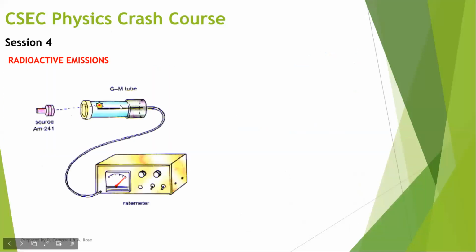This is how the apparatus could be set up to measure the range of the different types of radiation. You have the Geiger-Müller tube here, which is connected to the rate meter, and you have a source of radiation. So this can be moved to different distances, and the rate meter observed. All right. So you just need to know how to describe such an experiment, but not necessarily to draw an accurate diagram. Although you could make up a diagram of your own.